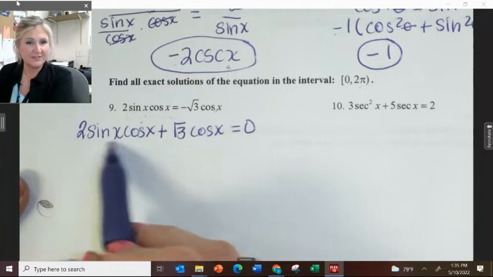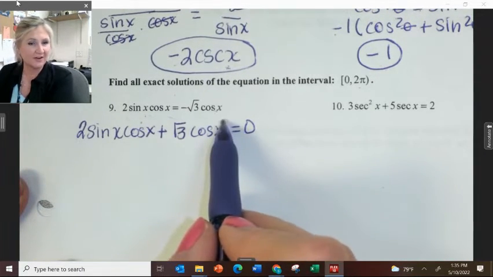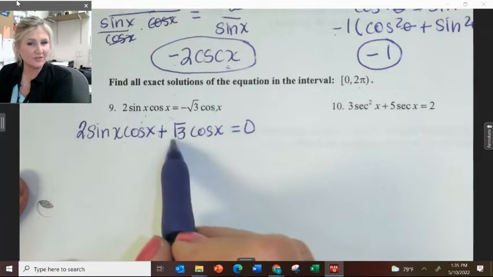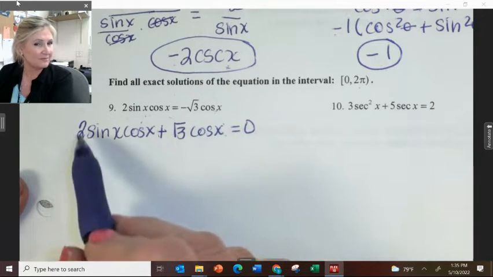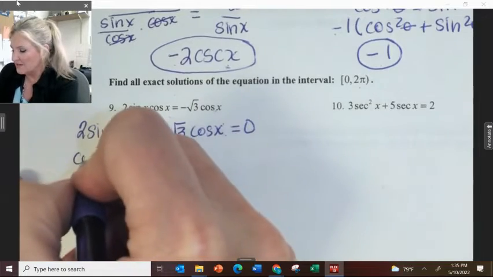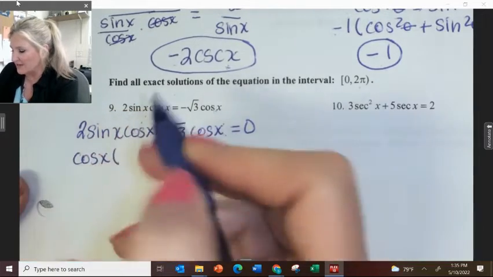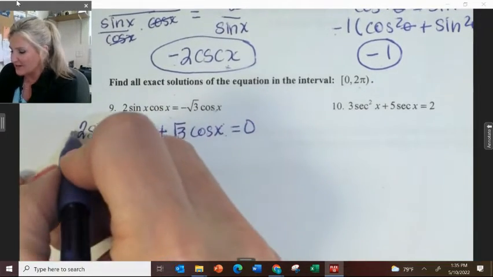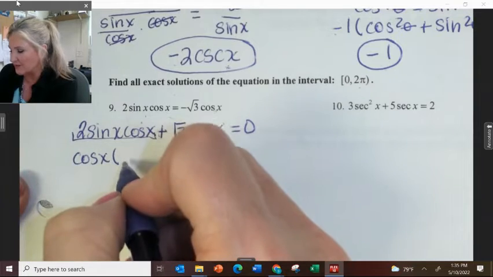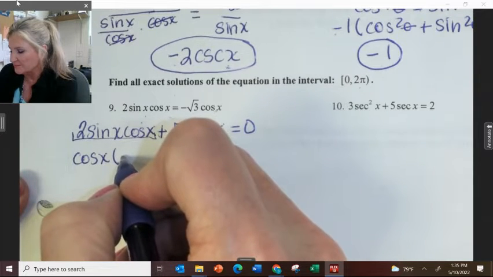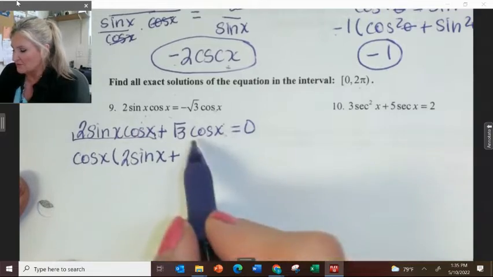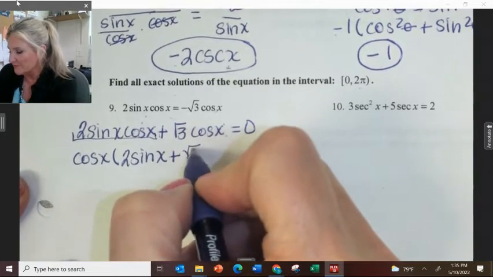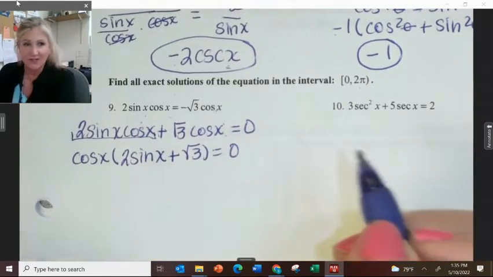Look at this. I have a term here and a term here. What can I do with those 2 terms? Factor out cosine x. So I'm going to factor out cosine x. If I factor that out of this term, what am I left with? 2 sine x plus what? Now we have it factored.